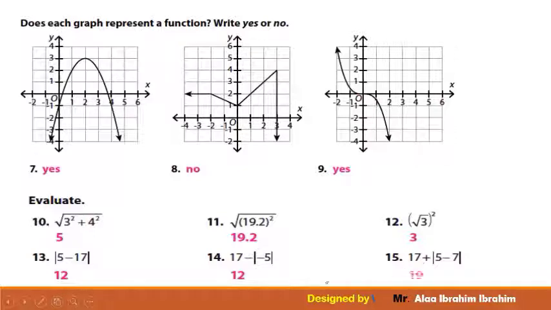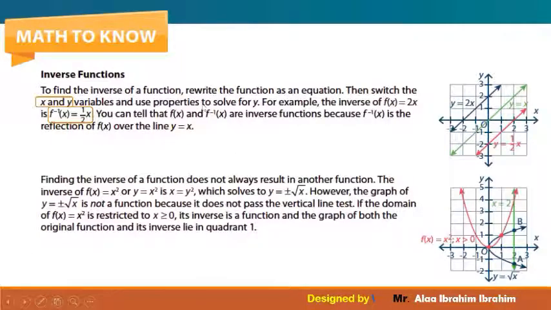This is my revision. Something we have to note here in this lesson: we have something called inverse function. How to find the inverse function? To make the inverse function, we have to rewrite the function as an equation. Make it as an equation like this. I give you a function like this. Okay? To make it an inverse, we have to switch.